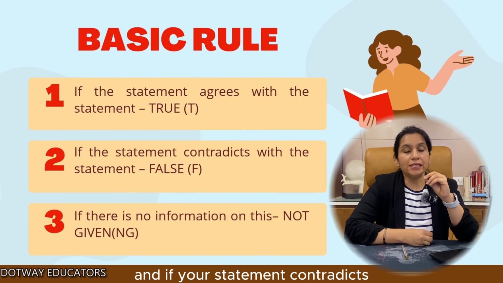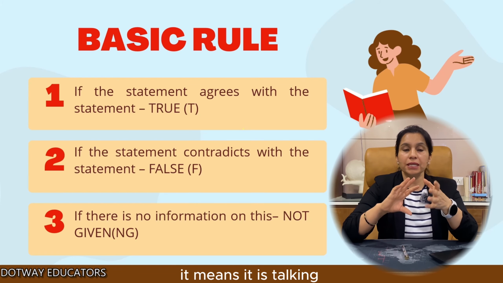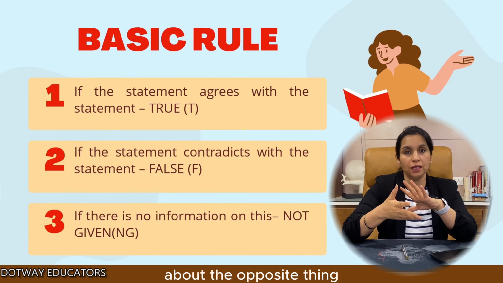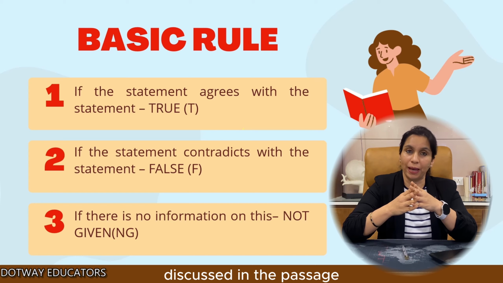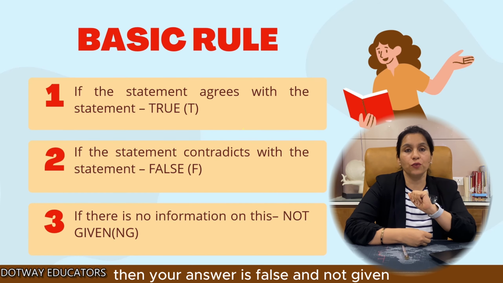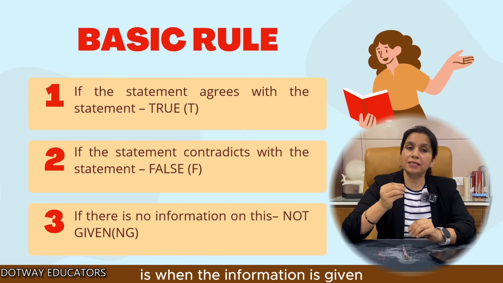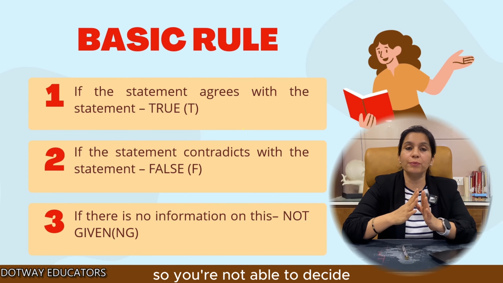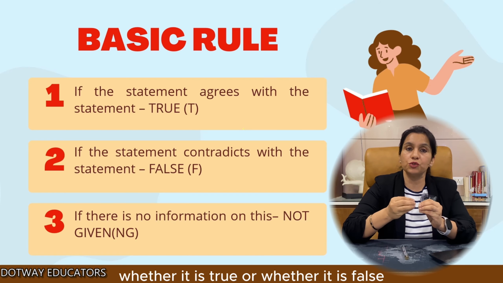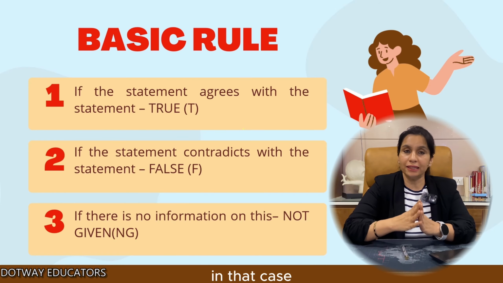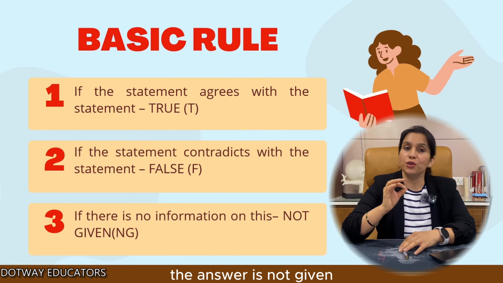And if your statement contradicts, it means it is talking about the opposite thing of what has been discussed in the passage, then your answer is false. And not given is when the information is given but that is incomplete. So you're not able to decide whether it is true or whether it is false. In that case, the answer is not given.